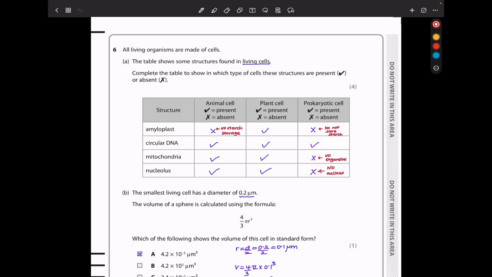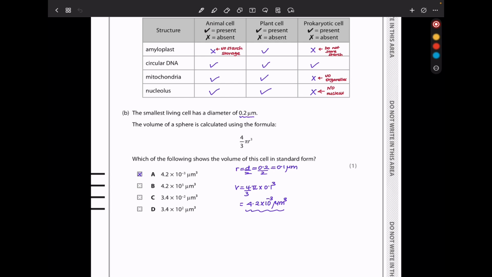Amyloplasts are found in organisms that do make starch, so they're going to be absent in animal cells because there is no storage. And then in plant cells, they're going to be present and they'll be absent in prokaryotic cells. Circular DNA is going to be present in all. Mitochondria are going to be present in eukaryotes, so this and that, it's going to be lacking here. And the nucleolus is going to be present in organisms that have a nucleus, which is going to be eukaryotes.